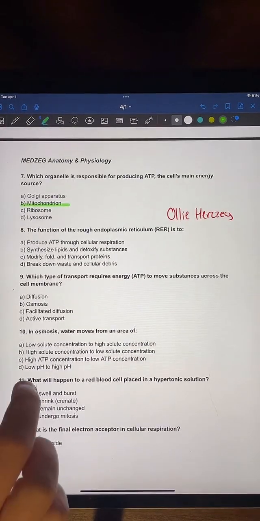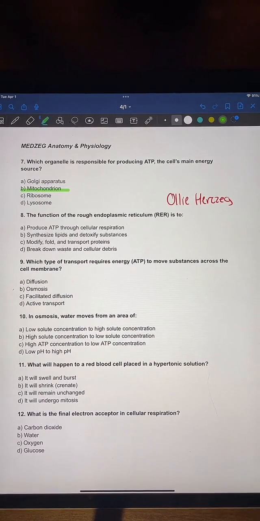All right, moving on to number 8, the function of the rough endoplasmic reticulum, or RER, as it's sometimes referred to, is... What is the function of the rough endoplasmic reticulum?